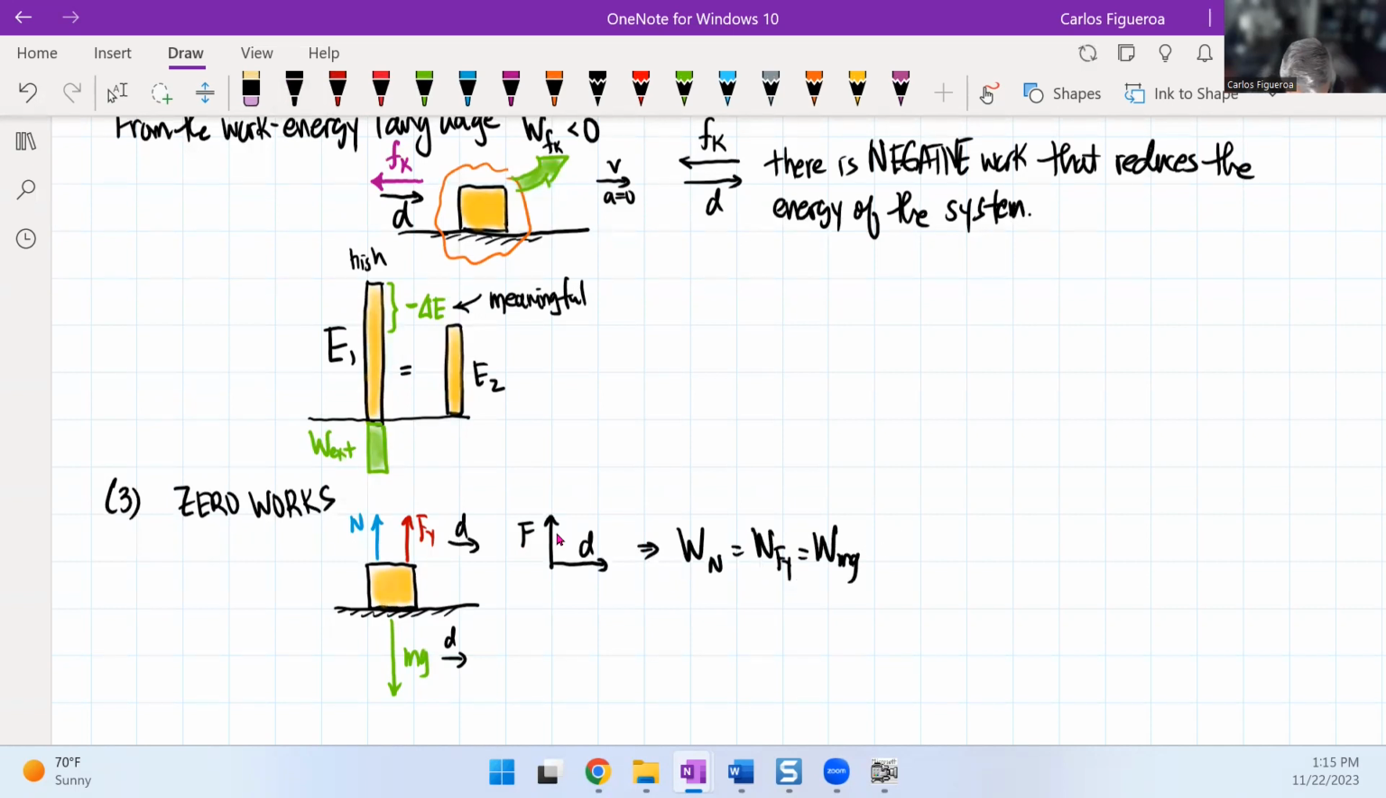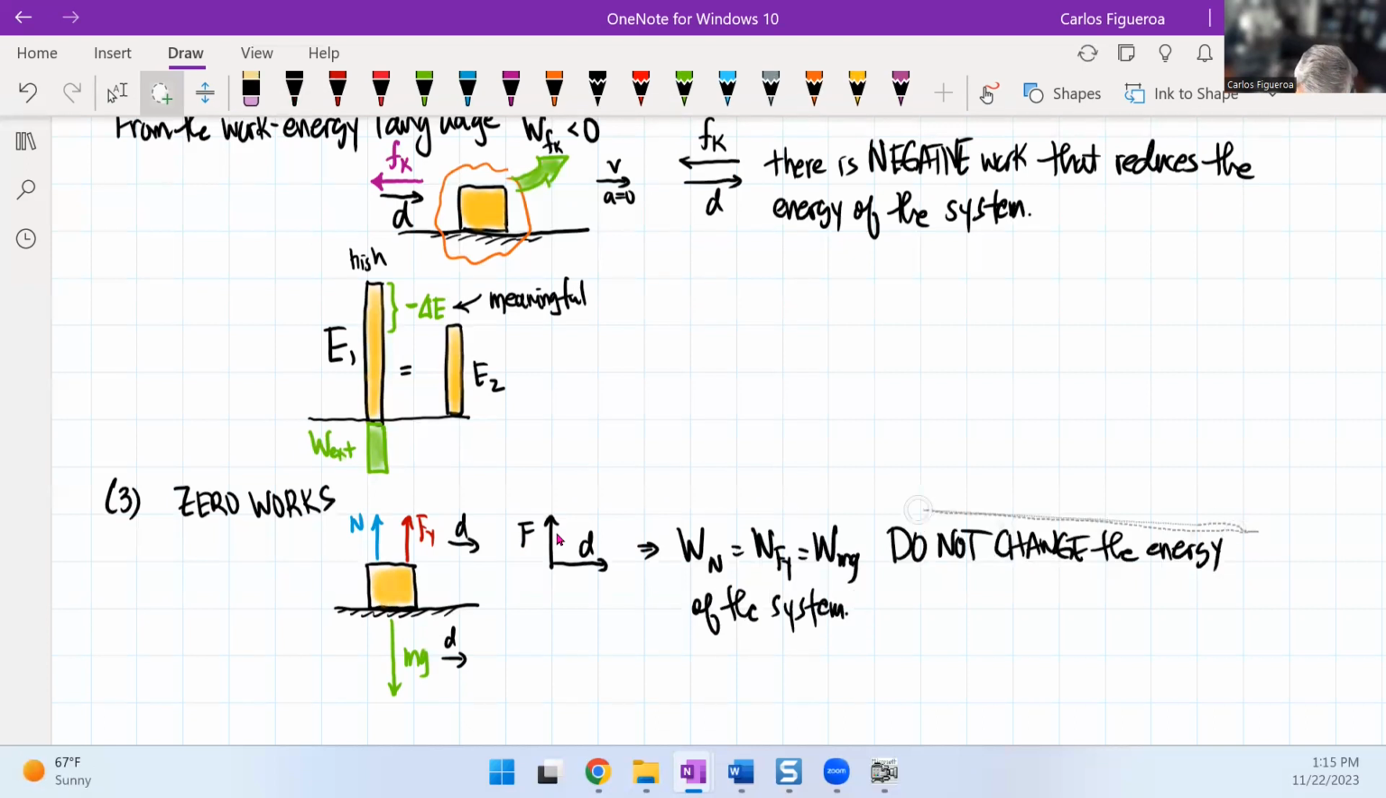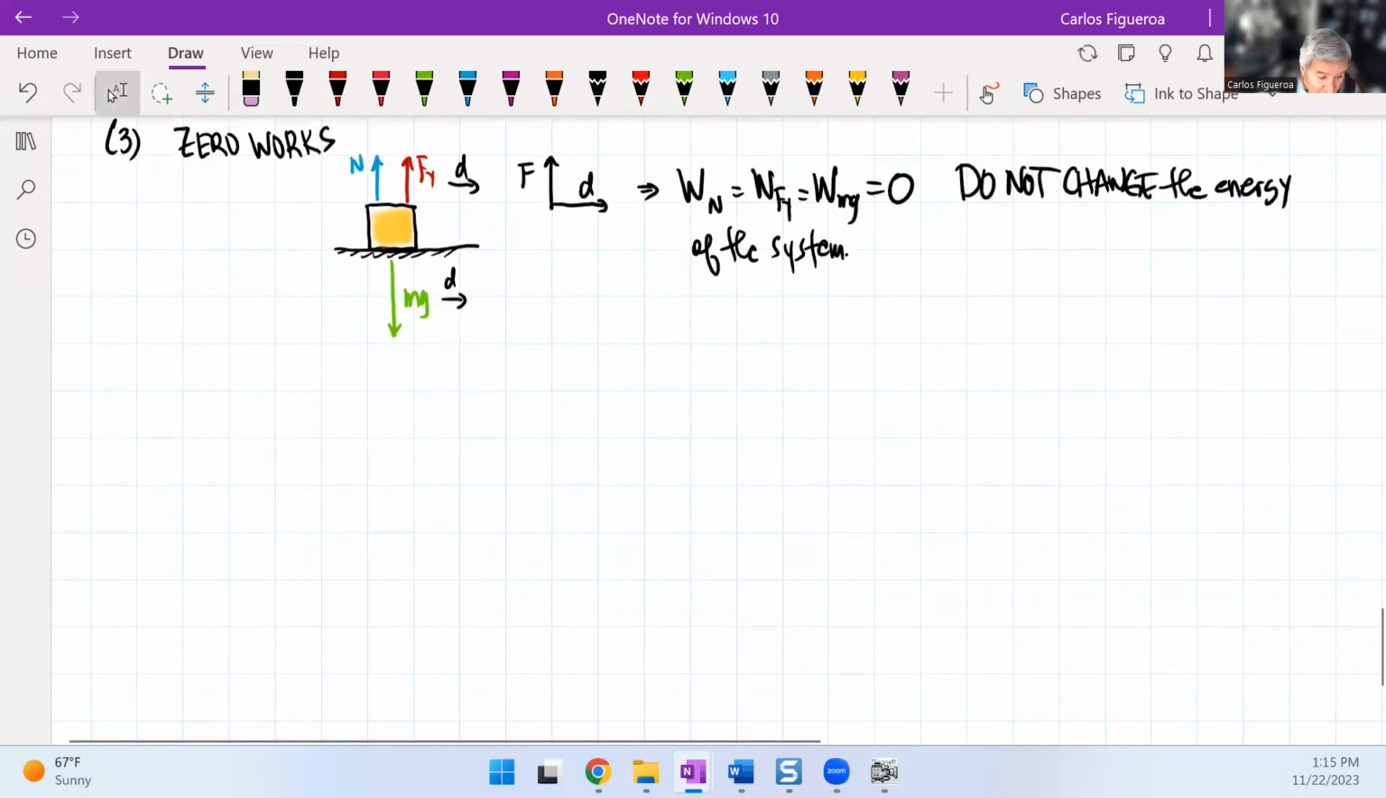I mean, let me be careful. These works do not change the energy of the system. And even though I said it and I started to write it, but I didn't finish, these are all 0. So the energy stays the same. So now I could come in and apply the work energy theorem here.